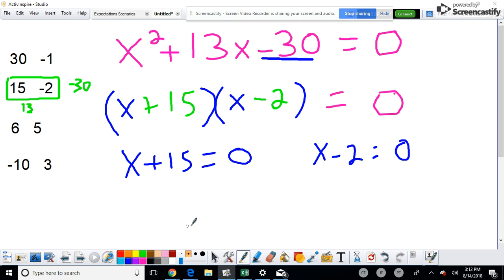So here you would subtract 15 on both sides. That's not hard. Y'all know that. That's going to be negative 15. Here you would add 2 to both sides. And here you got x equals 2. So there you go. Whoa, that's a funny looking 2. All right, it's about as best as I can get it. So here we have two answers: x equals negative 15 and x equals 2.